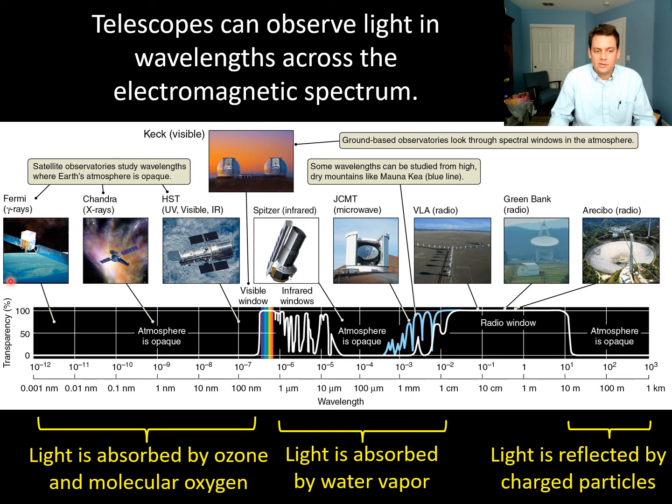So we've got, for example, on one end of the spectrum, the Fermi telescope, which looks at gamma rays, which are the highest energy portion of the electromagnetic spectrum.